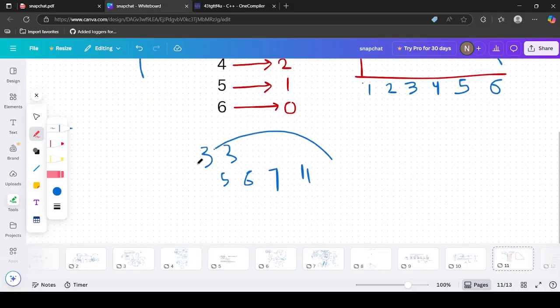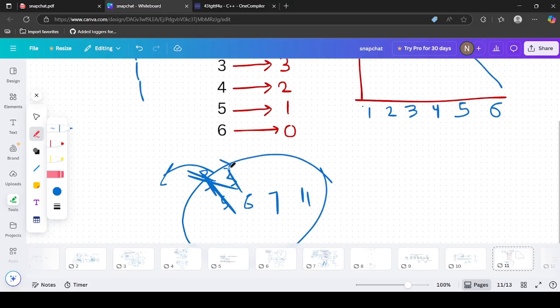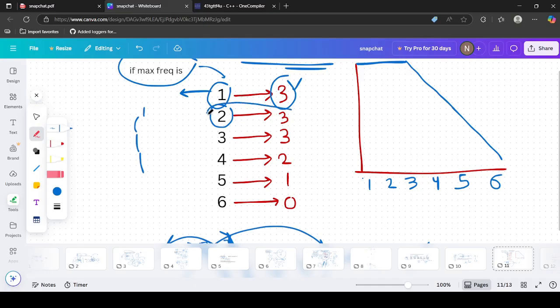So the size is 6, so the maximum frequency is 2. Then what can we pair? We can pair 3 with 5 and 3 with 6, and we can pair 7, 11. So even in this case, we are able to make all operations. So even now it is 3.